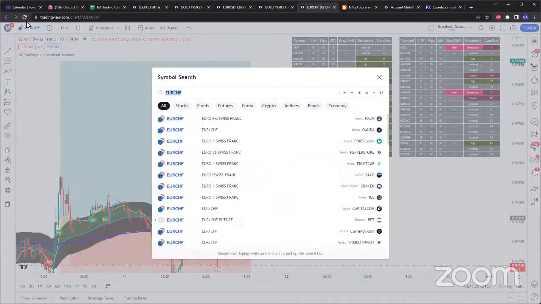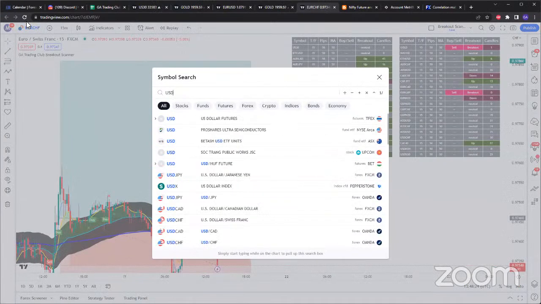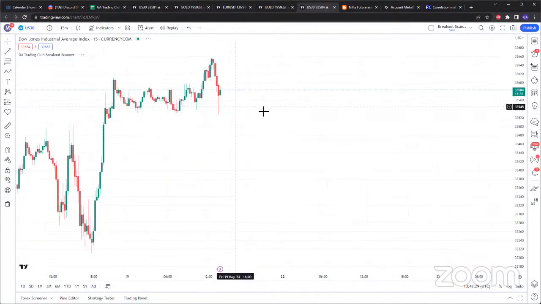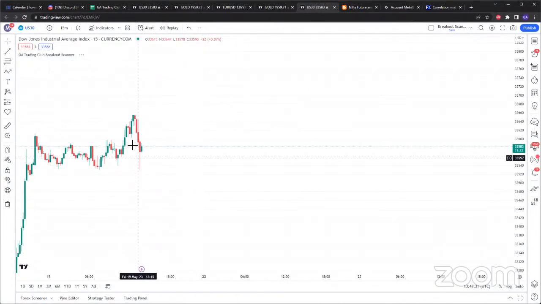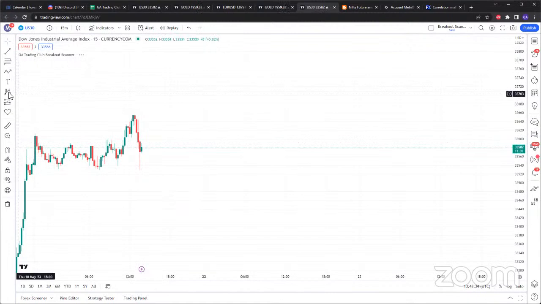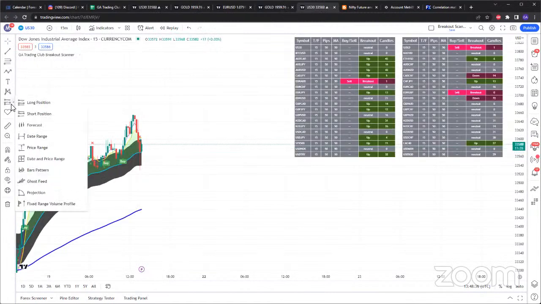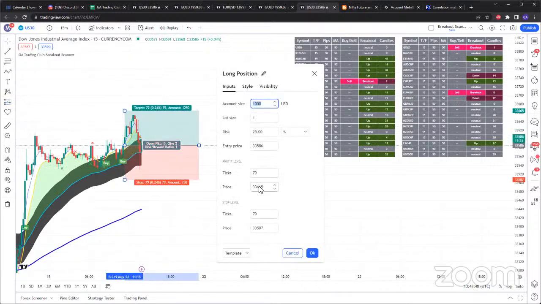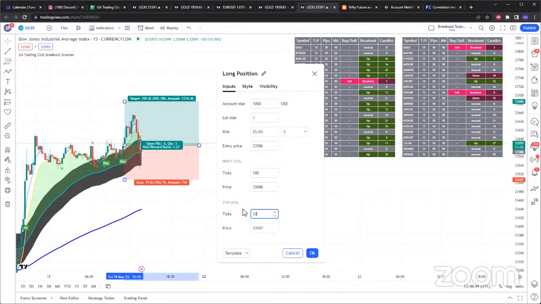This morning I took a breakout on US 30 actually. I secured half and I set break even. The opening candle took me out at break even. This is the buy I took this morning. So, 100 pips TP, 100 pips stop loss.